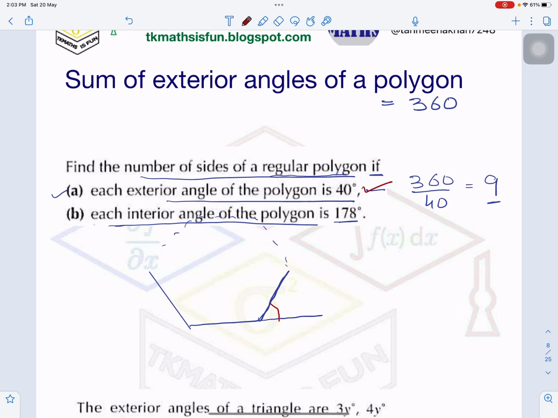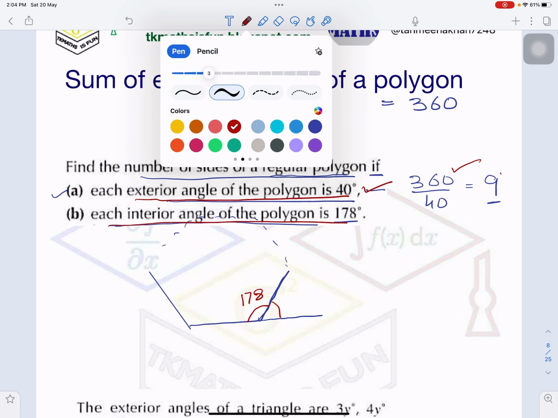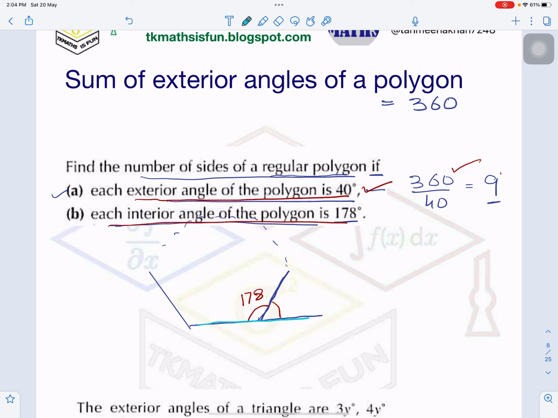I'm explaining part A first of all. So it was 40 because exterior angle was 40. So you did 360 divided by 40 and you got 9. In this case, interior angle is given to you. So what you can do, you can use the same concept, be intelligent. Suppose this is 178, okay? Then what will this exterior angle be? Because you know a straight line is always 180. So this will be 180 minus 178, which is 2 degrees.